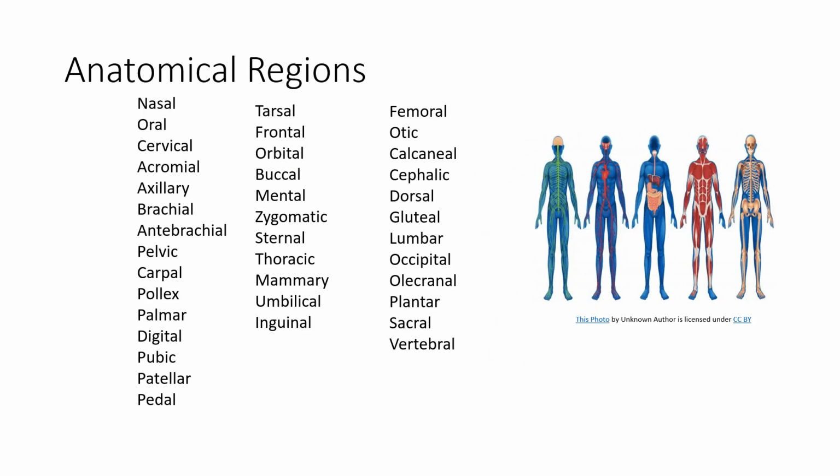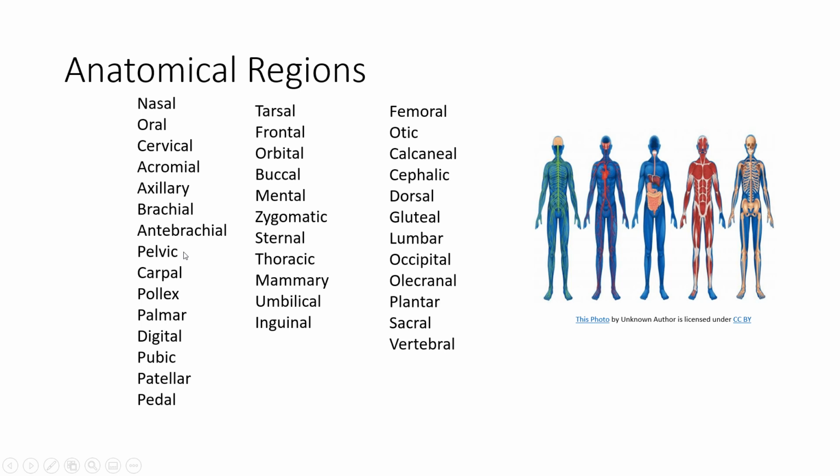We also have various body regions that we give generalized names to. So nasal is what we refer to as the nose region. Oral would be the mouth region. Cervical is the neck region. Acromial is talking about the shoulder blade region. Axillary, armpit region. Brachial is the upper arm region. Antebrachial is the forearm.